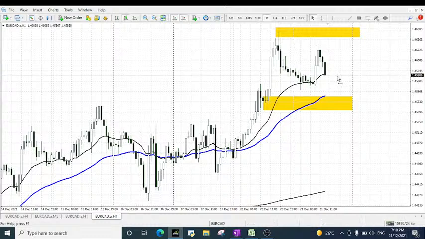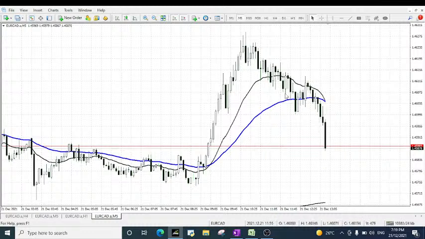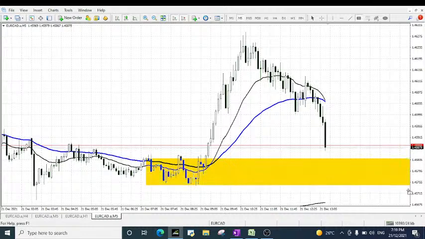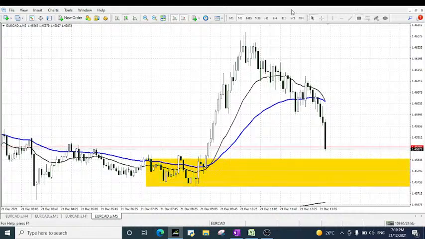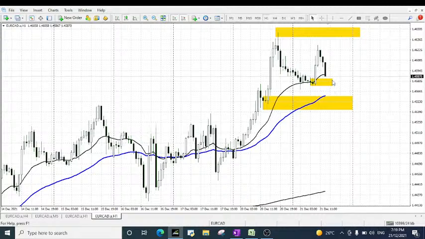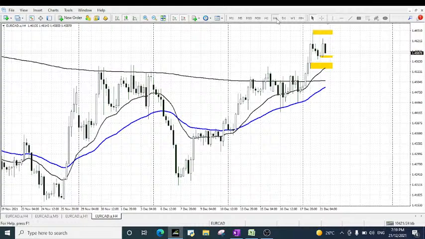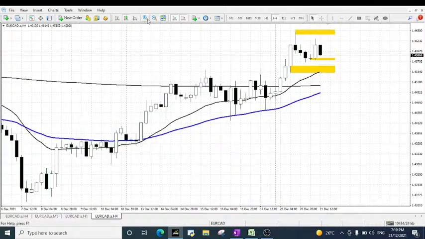Okay. Euro Canadian dollar is coming down. So, a complex pullback. We are heading to this zone. Let's see how price reacts when we get here. Let's see how price reacts.